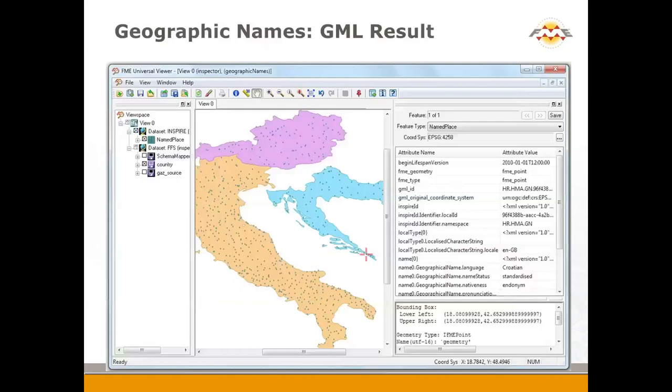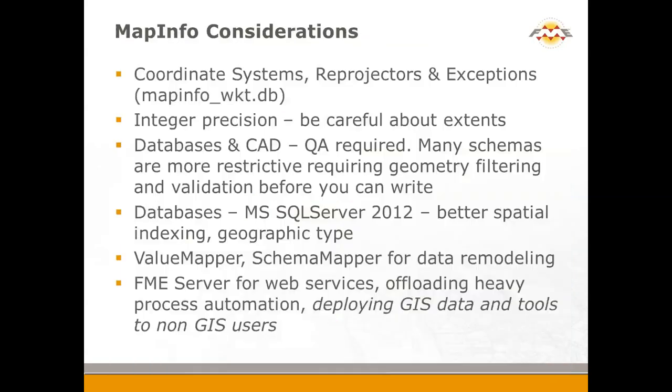And this is just an example of generating complex XML output with FME. We have a range of tools, one in particular called XML Templater, which allows you to write to a specific application schema, in this case INSPIRE. So a few final words about MapInfo considerations, and then we'll wrap it up. There are some specifics around coordinate systems with MapInfo. You do have to be careful a bit about integer precision and what extents you define. And FME allows you to work around that. You can compute your extents with a bounding box accumulator, for example.